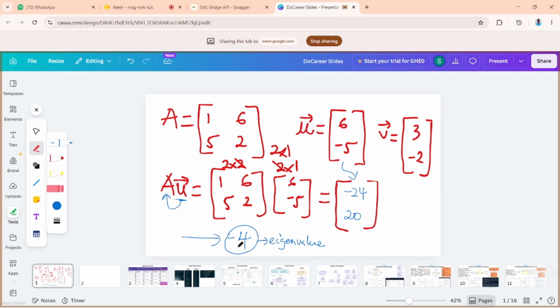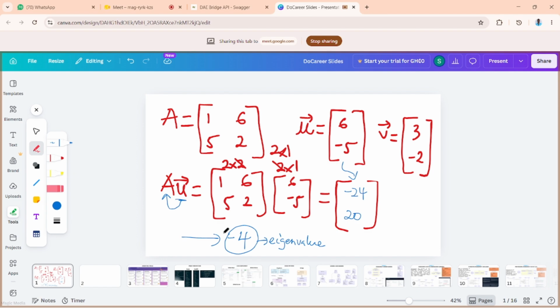That value that we got is the eigenvalue. Then it's just confirming that since we've been able to find an eigenvalue after doing this particular operation, therefore u is confirmed to be an eigenvector of this matrix, because we were able to find an eigenvalue at the end of the day.